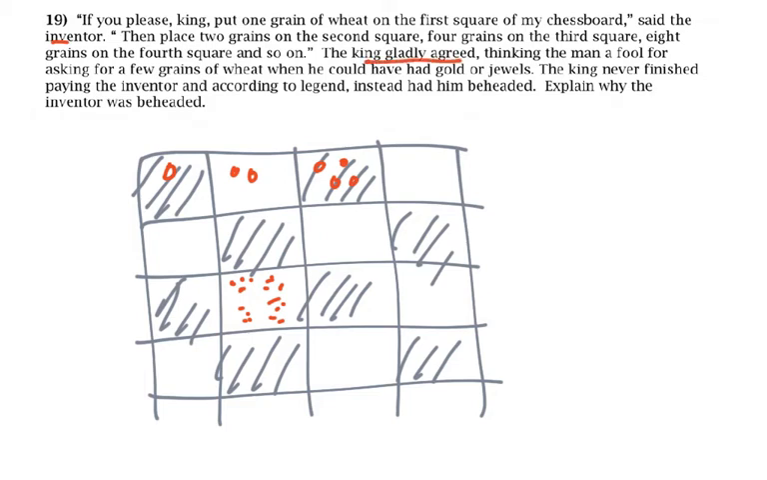The king gladly agreed, thinking the man a fool for asking for a few grains of wheat when he could have had gold or jewels. The king never finished paying the inventor, and according to legend, instead had him beheaded. So explain why the inventor was beheaded. Well, obviously, it's because it just got too much too fast.